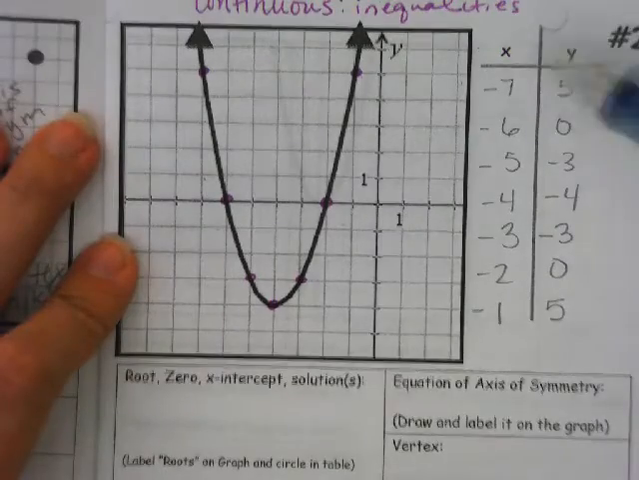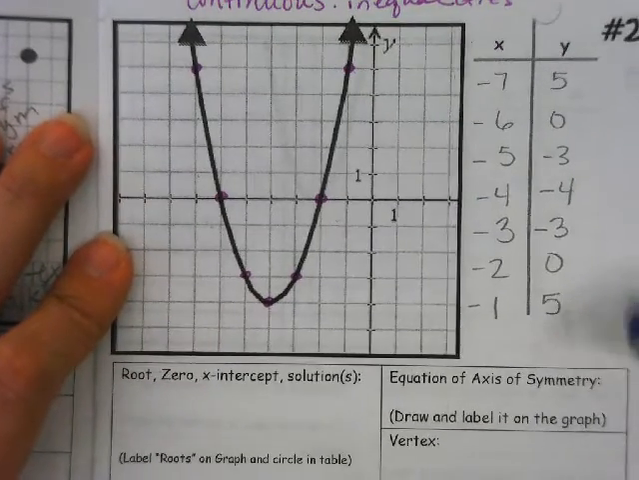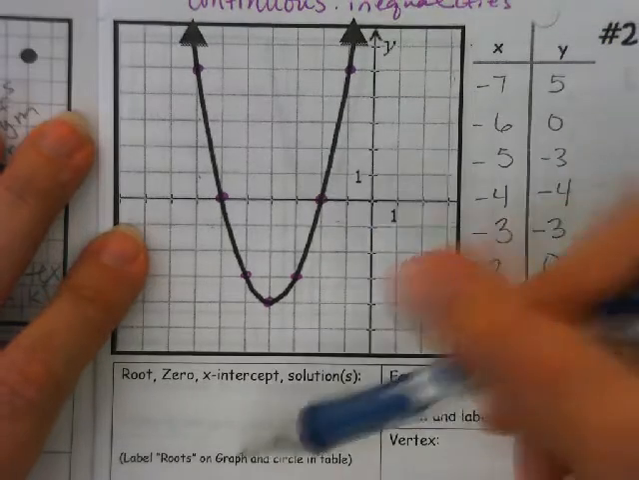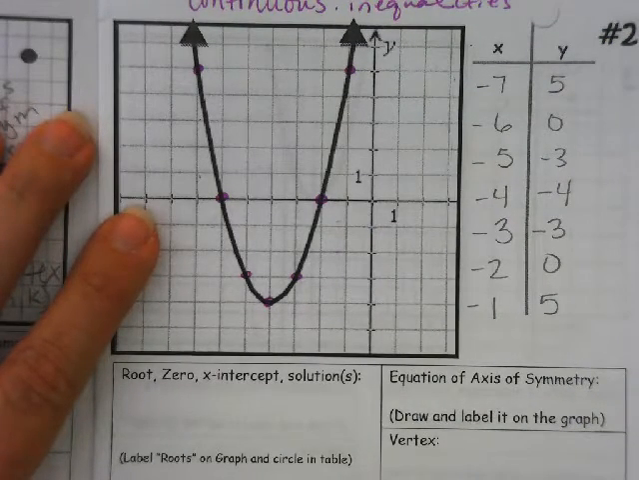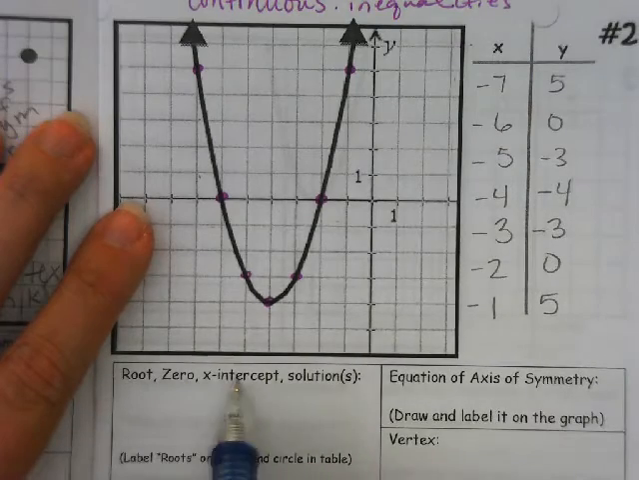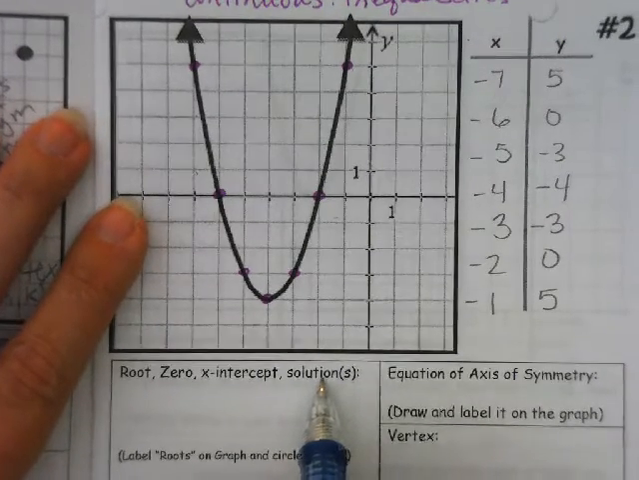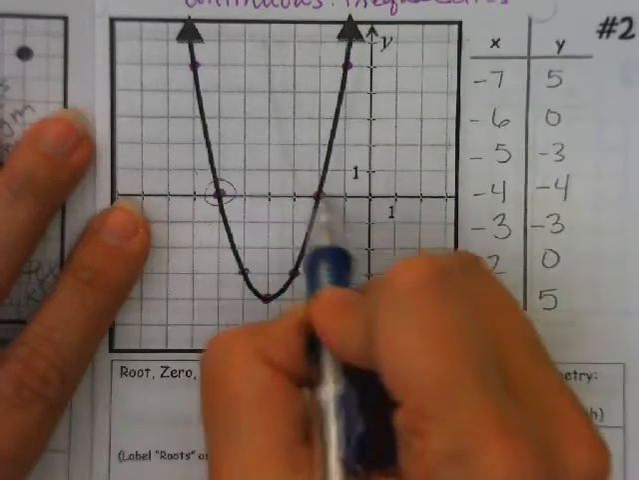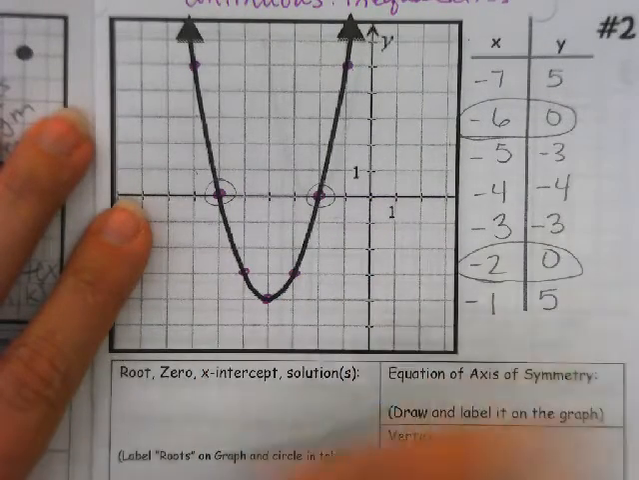All right, so here's what you should have for your table. From this and from the picture, you need to be able to pick out all of those key pieces we discussed. Is there a root, a 0, x-intercept, or solution? What is it? -6, 0 right here, and -2, 0.